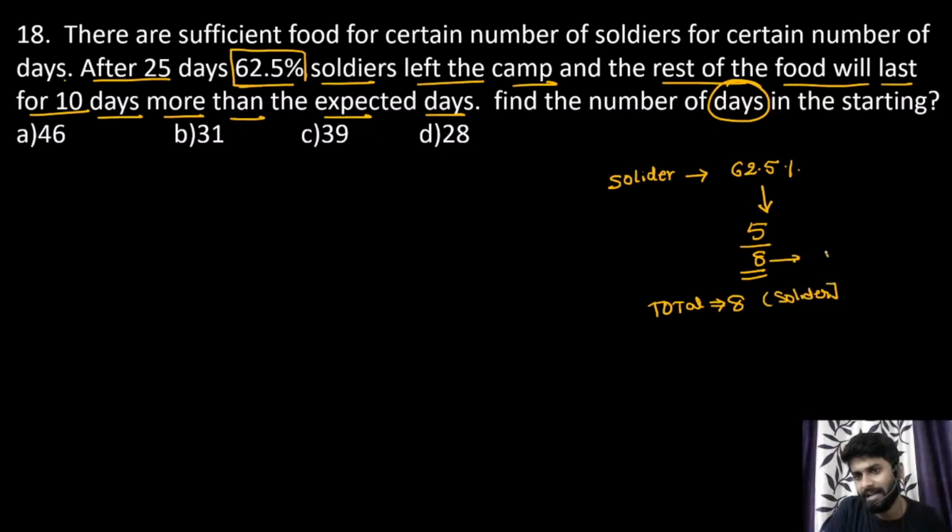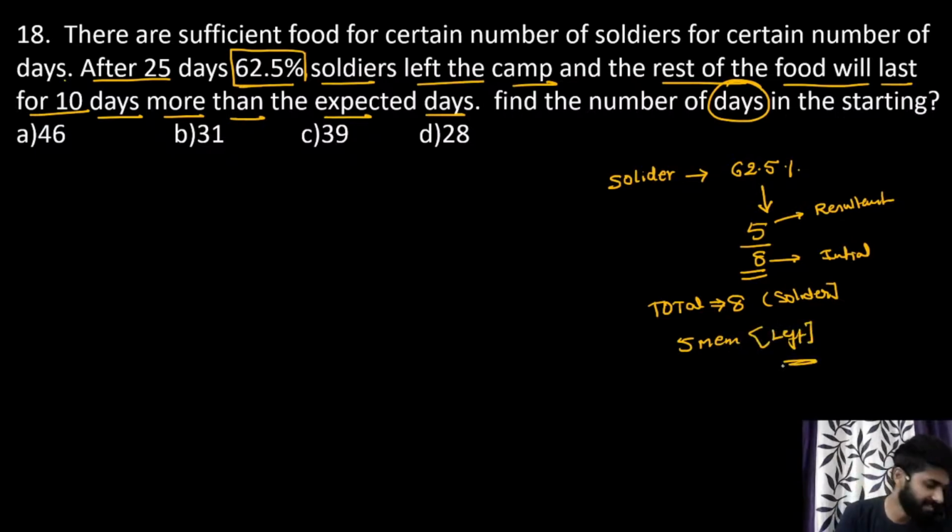The denominator always indicates the initial value and the numerator indicates the resultant. It means 5 members left the camp. If you observe this pattern, then you can easily get it, guys. So what is the information? There is a certain number of days I was planning. The number of soldiers is 8. Now the total consumption is 8 into D.